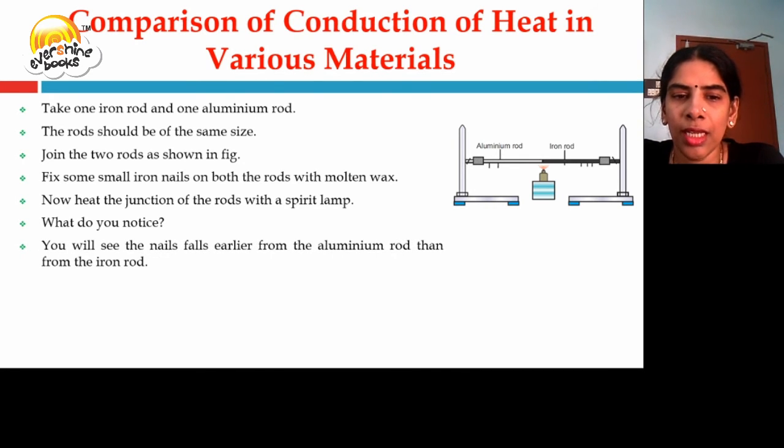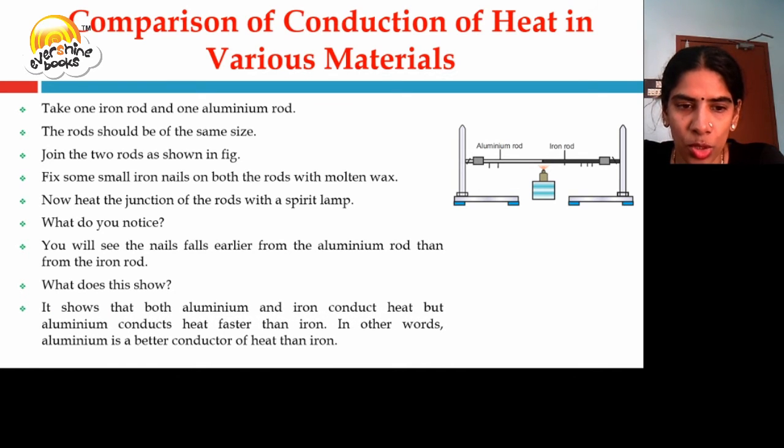You will see the nails fall earlier from the aluminium rod than the iron rod. Why? What does this show to you? This shows that both aluminium and iron conduct heat, but aluminium conducts heat faster than iron. So we say aluminium is a better conductor of heat than iron.